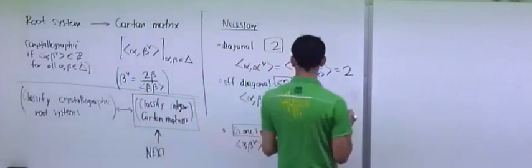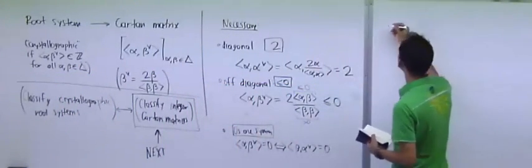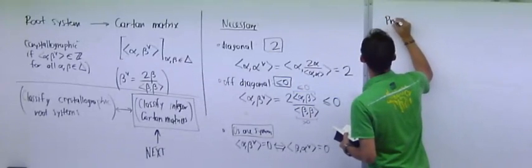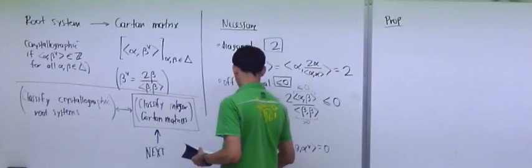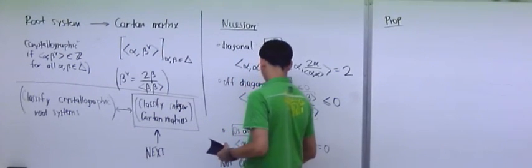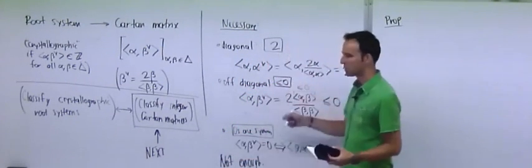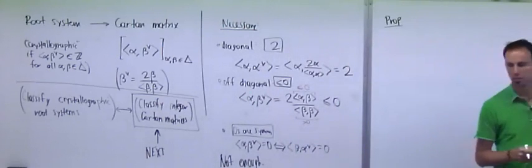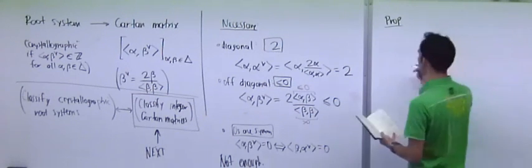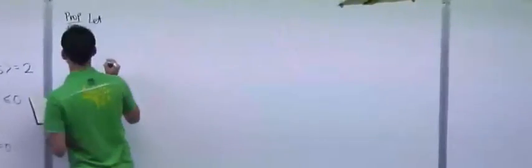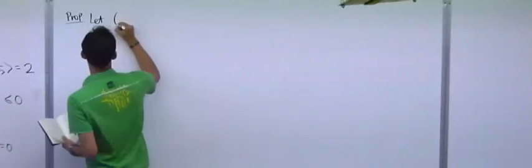But let's talk about what the full story is. Let me just tell you right away that this is not enough. If you have a matrix that satisfies these conditions, you cannot yet conclude that it is a Cartan matrix. So here's a nice proposition that is going to be very useful.